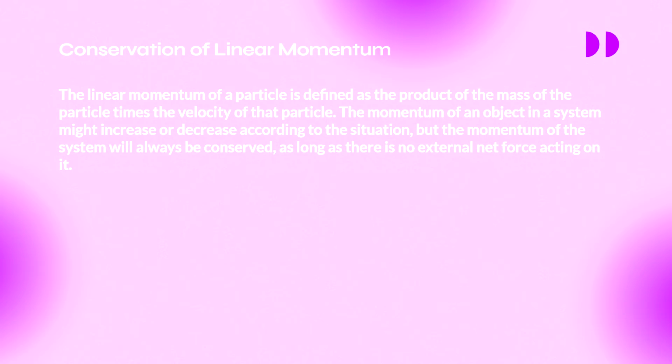The linear momentum of a particle is defined as the product of the mass of the particle times the velocity of that particle. The momentum of an object in a system might increase or decrease according to the situation, but the momentum of the system will always be conserved as long as there is no external net force acting on it.